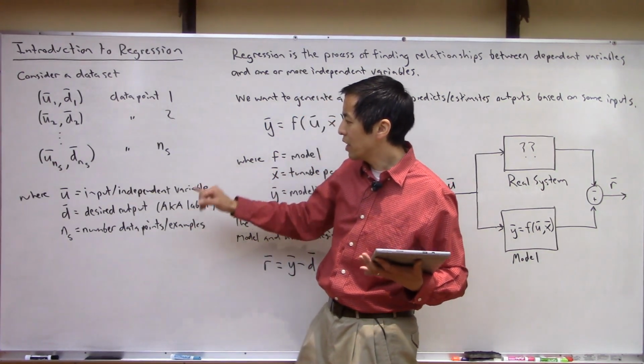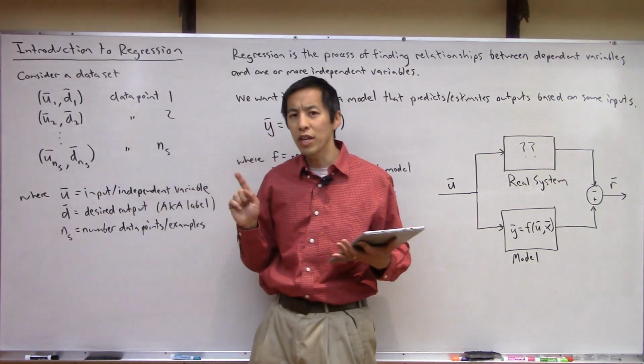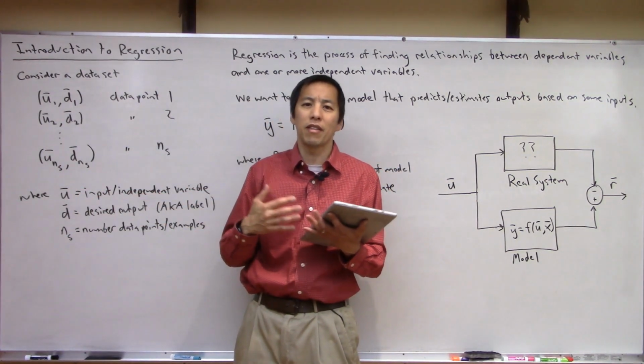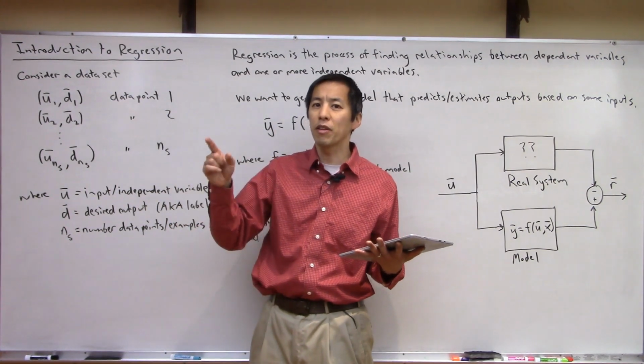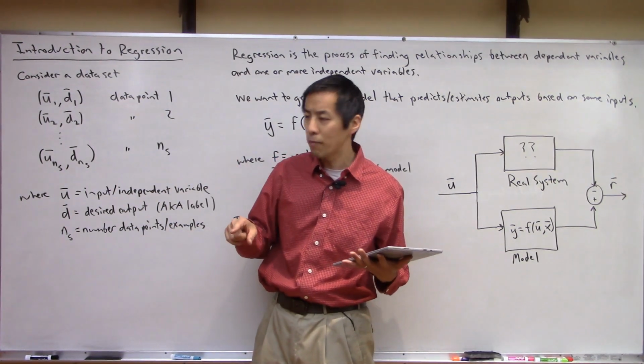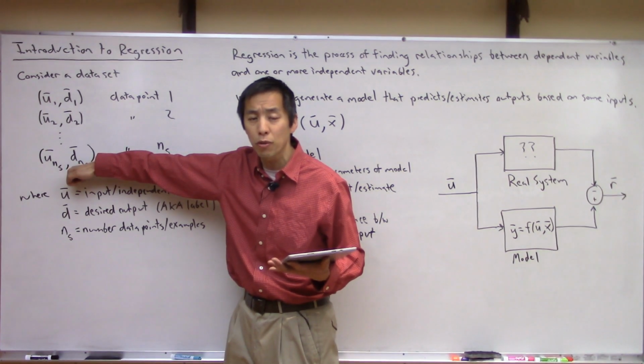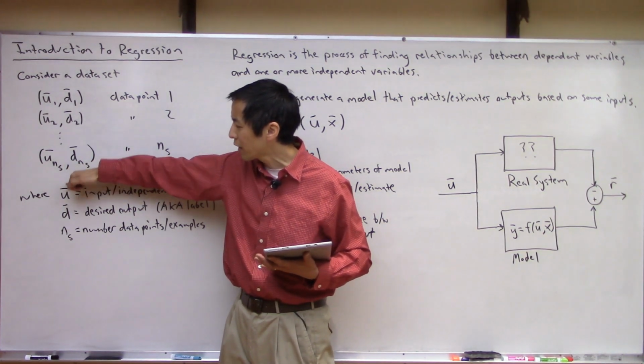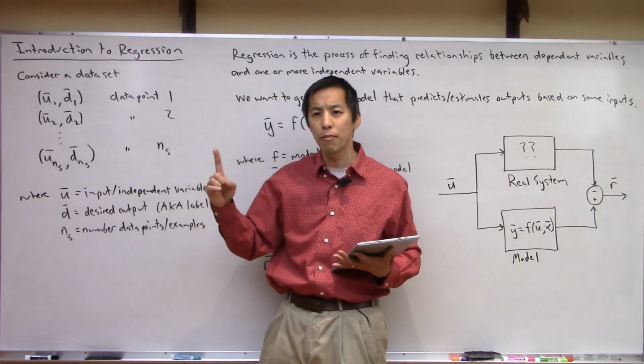So the idea here is, again, we're going to use U to denote the inputs, or maybe you can think about them as independent variables. And I'm going to say independent variables, plural, and denote this with a vector bar, to help us illustrate the fact that there could be more than a single input to this system, right?